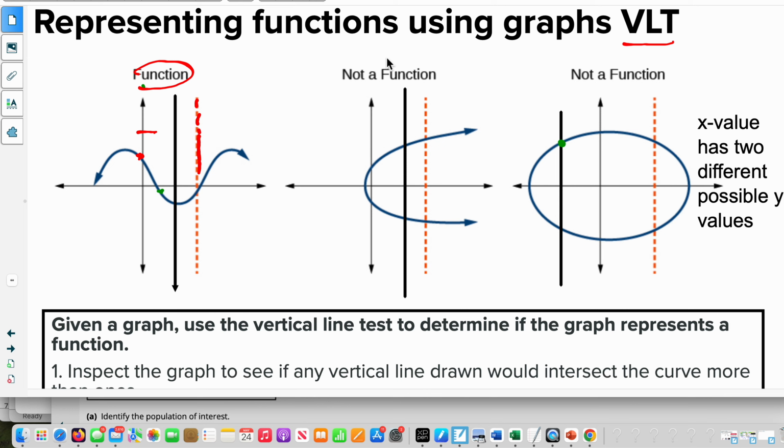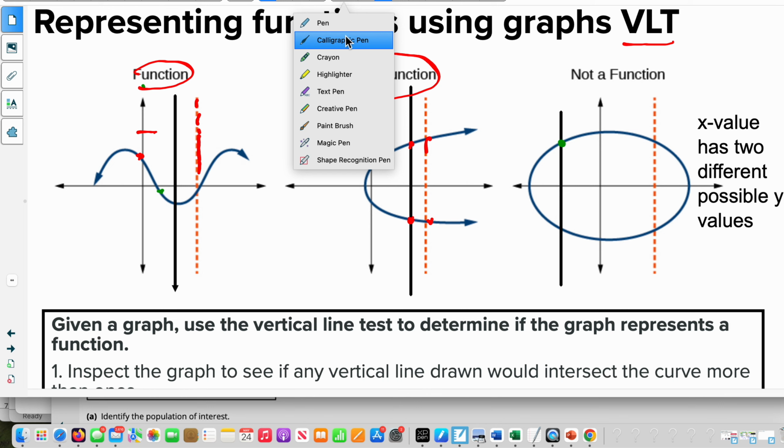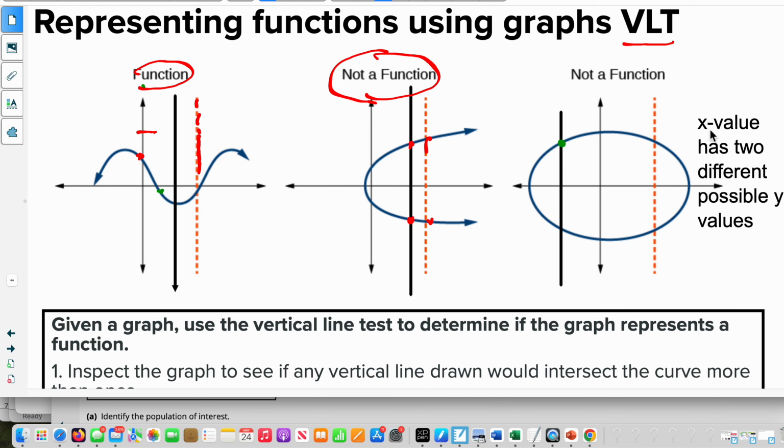If I look at this next example, this one is not a function. This is not a function because if I draw a vertical line and move it horizontally, we can see in this case, except at the very tip here, if I move it across this graph, it always, or almost always, goes through two different points. That is telling me by the vertical line test that it's not a function. And this last one is also not a function.